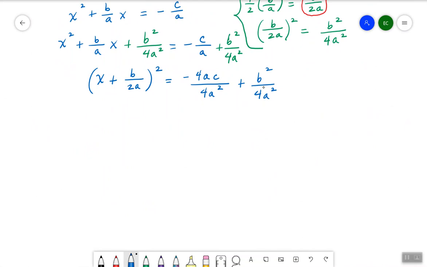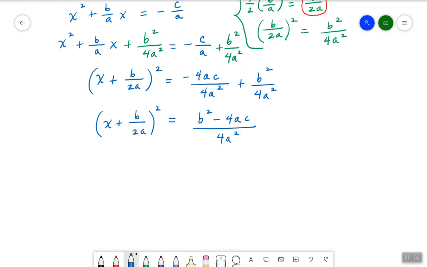And then, since the denominators are the same, we can just add the numerators. You could write minus 4ac plus b squared, but isn't that the same as b squared minus 4ac? So that's nice. And then on the other side, we'll just bring x plus b over 2a squared along.